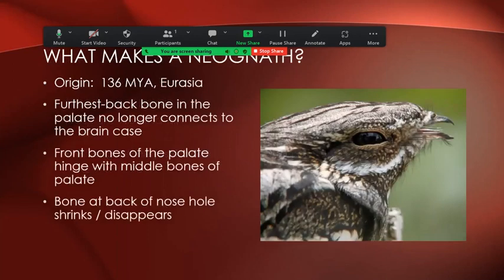Ornithomorphae, aves, let's see, what makes a neognath? A little bit confusing the way that this one is put together, but that's okay. What makes a neognath?